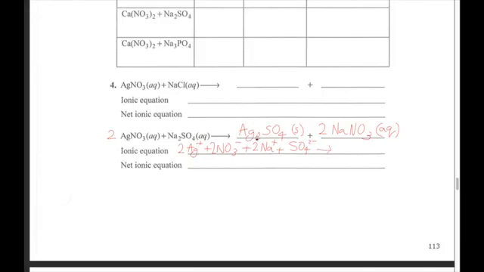Now here we have silver sulfate. What ions does that split up into? Trick question, it doesn't, right? That's a solid. So we just write that as Ag2SO4. Okay, that one's nice and easy. Just write it out the exact same way.